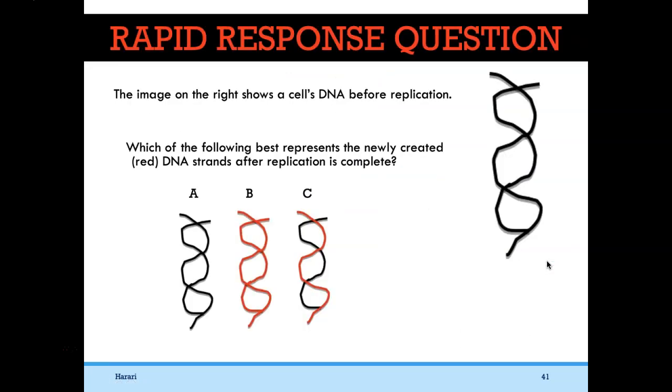The image on the right shows the DNA before replication. Which of these best represents the newly created red strands of DNA after replication is complete? So the new daughter molecule will look like C, right? It will consist of half of the original and half of new nucleotides.